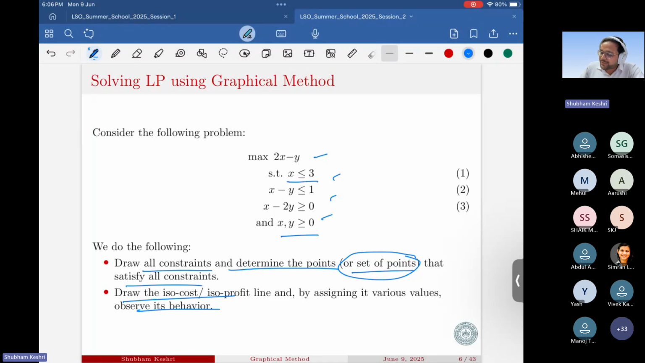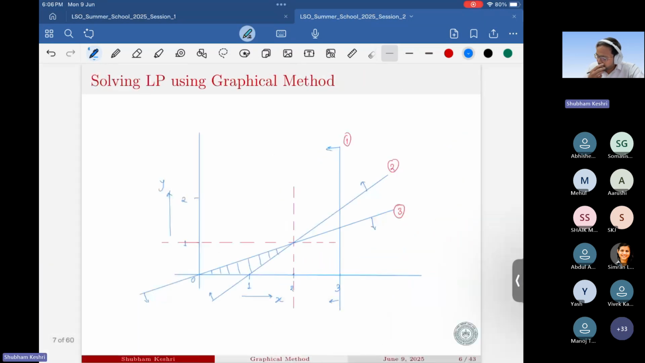We will see what an isocost and isoprofit line is. First of all, there are three constraints: x less than or equal to 3, x minus y less than or equal to 1, and x minus 2y greater than or equal to 0. When you draw these three constraints, I have already drawn them for the sake of time. So these are constraint 1, constraint 2, and constraint 3, and this shaded region is the feasible region, the set of all points which satisfy the three constraints.